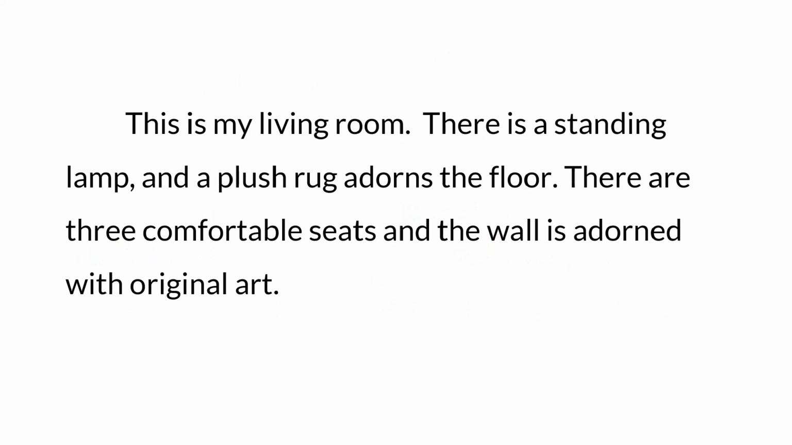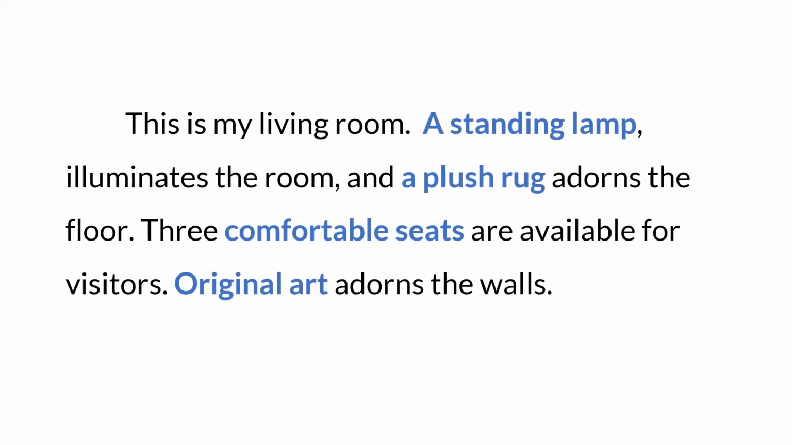Here is the version with all those "there is" and "there are" expressions. But look at this. This is my living room. A standing lamp illuminates the room, and a plush rug adorns the floor. 3 comfortable seats are available for visitors. Original art adorns the wall. Look at that, writers. We have not used there is or there are at all. What we've done is taken the subjects of the sentences and added appropriate verbs. We're going to try this in our writing from now on, aren't we? We're going to try our best to avoid using there is and there are excessively.